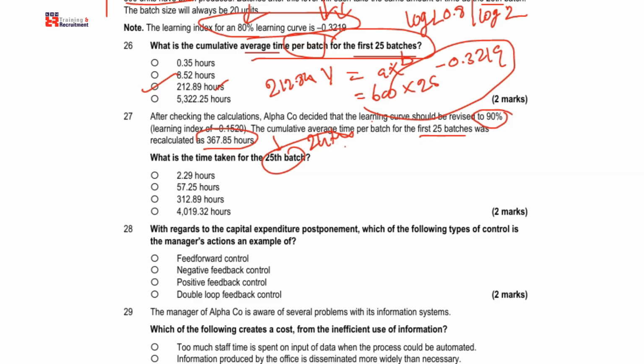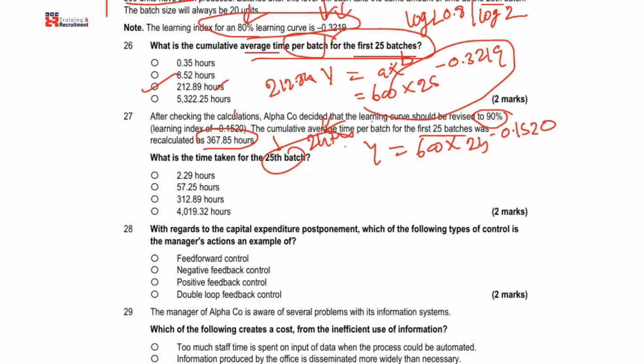Now for the cumulative average time, we need to apply the 90% rate, which is given as minus 0.1520. Can we apply that formula here as well? Y equals x to the power b, which is 600 for the first batch, times 24 batches to the power minus 0.1520. I'm doing that on my calculator.